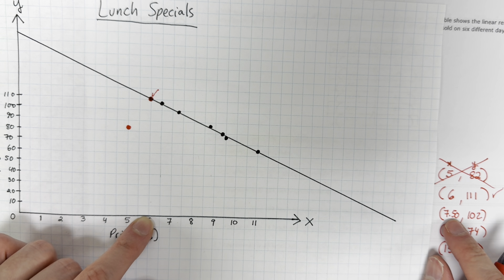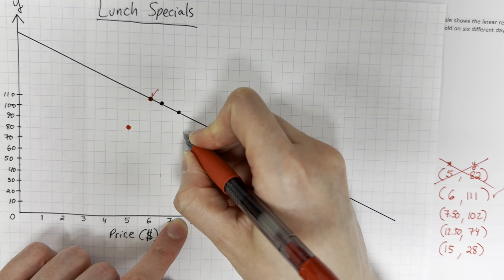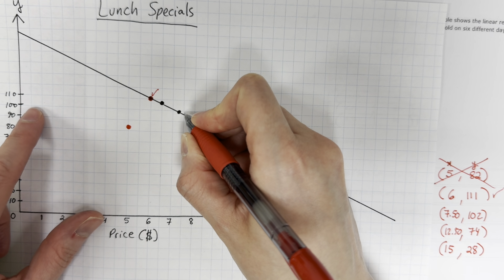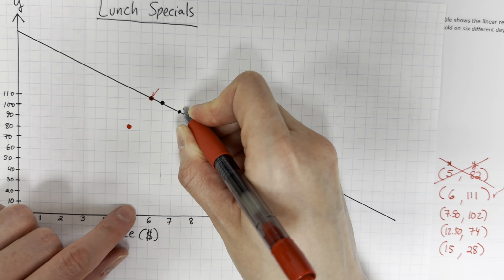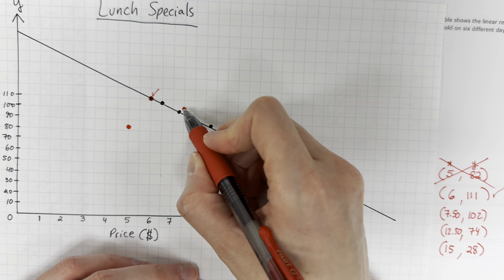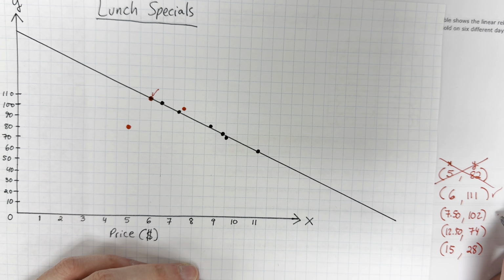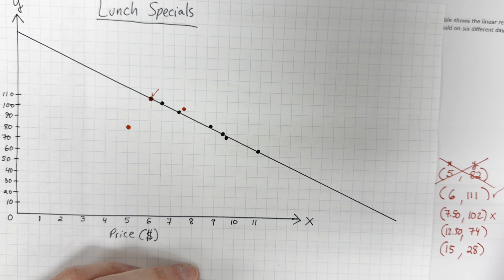Okay, next is 7.50. That's right here. And 102. 102 is close to 100, a little more than, there we go. I don't think that looks good. That looks like it's going up. I don't think so, but I'll put a little X just in case.